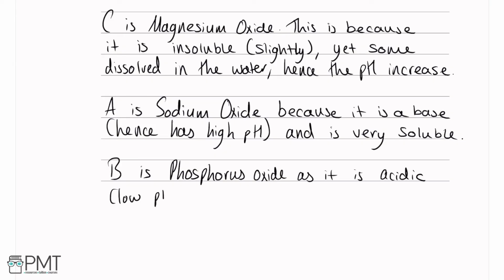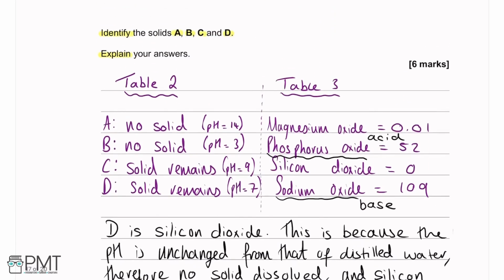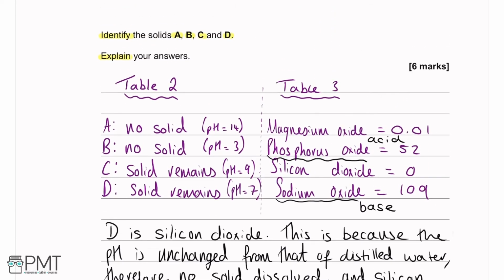So this is how we would set out our answer for this question. We've clearly identified each of the solids, and then we've given an explanation of why we think it's that. And this question was a longer writing style question worth 6 marks. And it had a level based marking criteria.